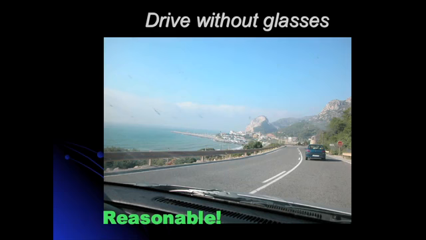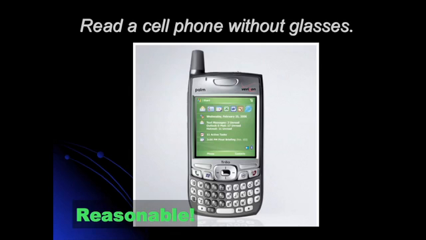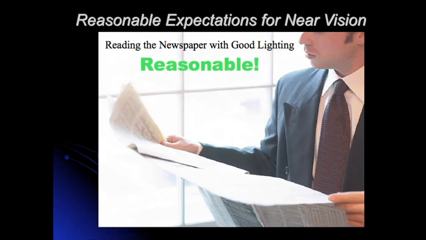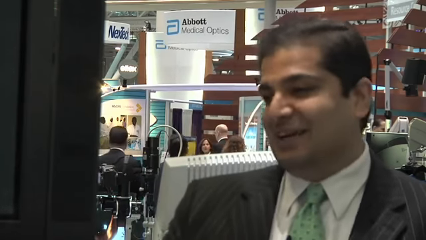So I say, if you want to drive without glasses, that's reasonable. Computer without glasses, also pretty reasonable. And even your cell phone. Reading a newspaper without glasses, in good lighting, at an appropriate distance, reasonable. Reading the words on the back of a packet of Splenda by candlelight in that romantic Italian restaurant, not going to happen. And I give a specific example of the Splenda packet because they remember it post-op. And a few of them can read it, and they'll send me a thank you card with a Splenda packet taped inside so I can read it. And that's great. That's my goal, is to under-promise and over-deliver.